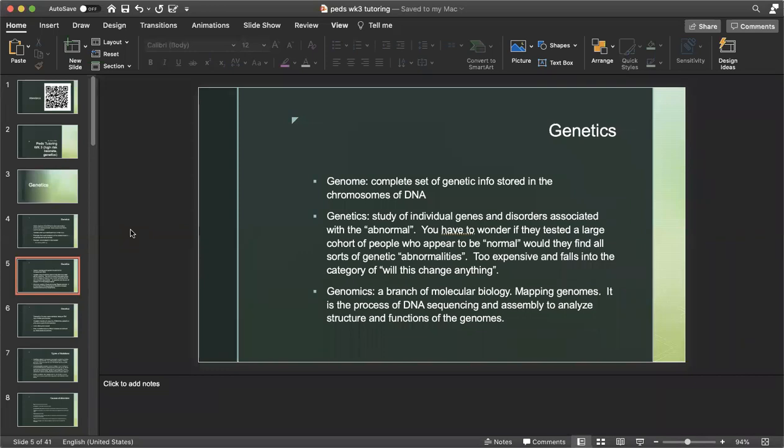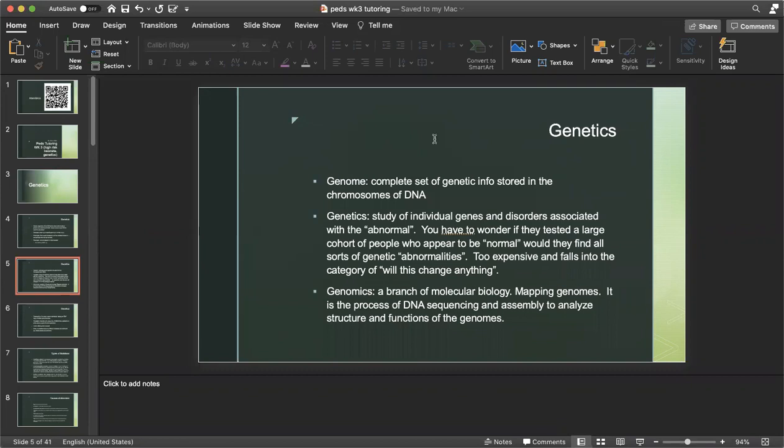You have to wonder if they test a large group of people that look normal so they could find the abnormalities. So, that's kind of just what I took, whatever she put on her slide and I just copied it here.